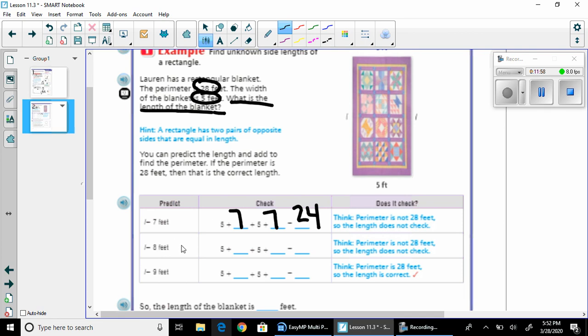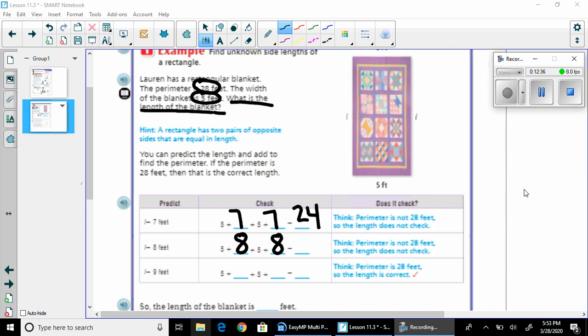So now they're saying to try with your length being 8 feet. Okay? All right, so same as before, I'm going to leave my width at 5 feet. And we're going to fill in our missing length as 8 feet. So here would be my length, 8 feet, and here would be my other length. Okay? Go ahead and pause the video and add up your widths and your lengths, and we will double check to see if you got what I got.